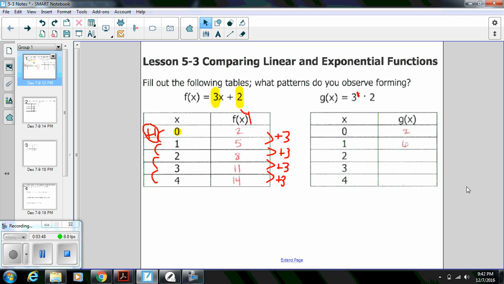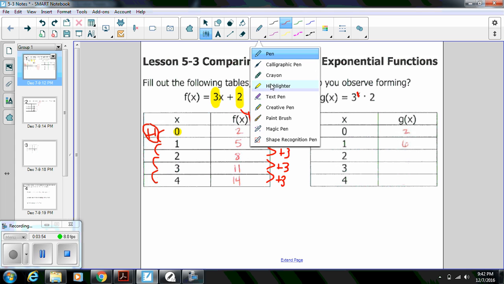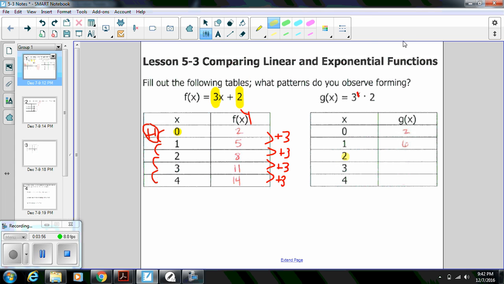I get 6. Now I'm going to do 2. So I need to plug in 2. If I plug in 2, I get 3 squared times 2. I end up with 18. I plug in 3, I get 3 to the third times 2, and I end up with 54. Then I do 3 to the fourth power times 2, and I end up with 162.